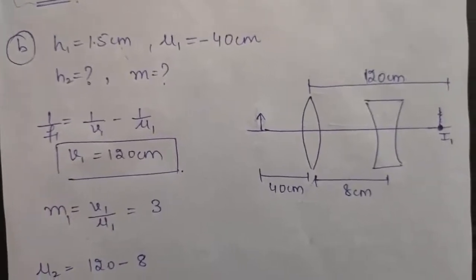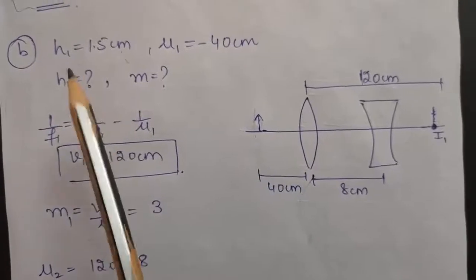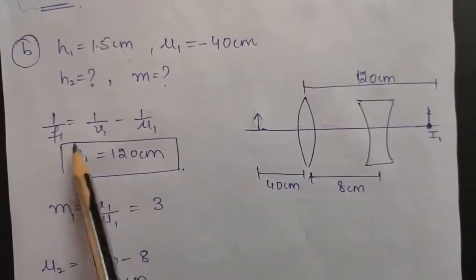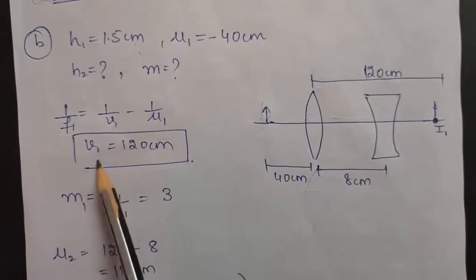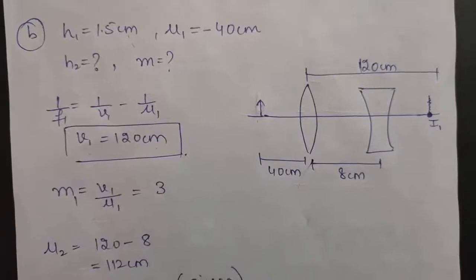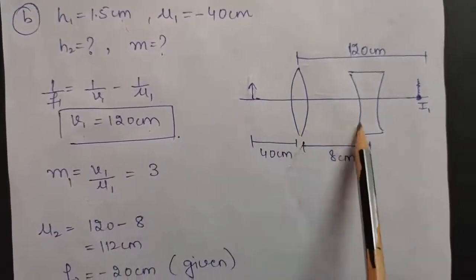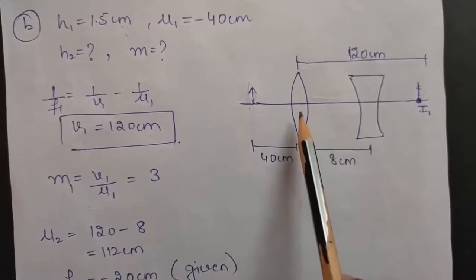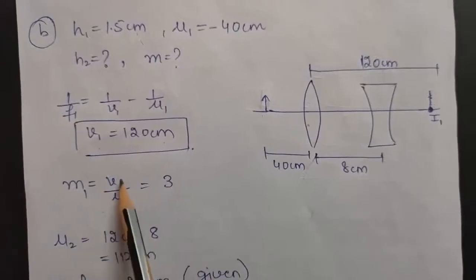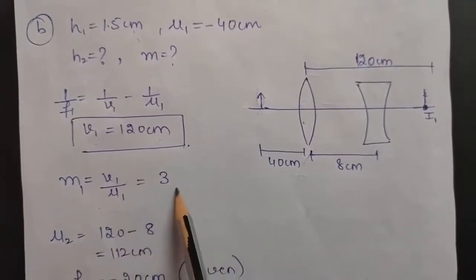Okay, so to calculate magnification, we will first be calculating some things. So you know u1, f1 is already given in question. So again use lens formula and calculate v1. That will come to be 120 centimeters. Now as you know, the total magnification is nothing but the product of individual magnifications. So first of all, let us calculate the magnification produced by the convex lens. So that will be v1 by u1, that is 120 upon 40. So that will give you 3.